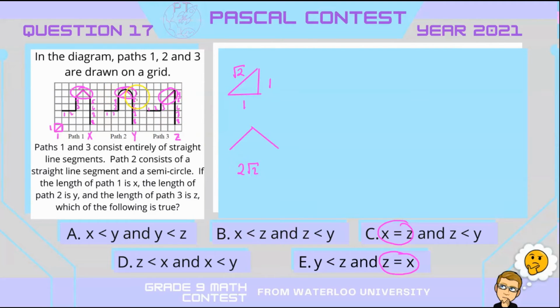Now here you have a semicircle. So in a semicircle, where you have a radius of 1, the entire circle would have a circumference of 2 pi r. But since r equals 1, and we're only taking a half circle, we're going to divide this by 2, and we'll substitute r as 1, and we get simply pi. Now pi is approximately 3.14, and 2 root 2 is approximately 2.83.